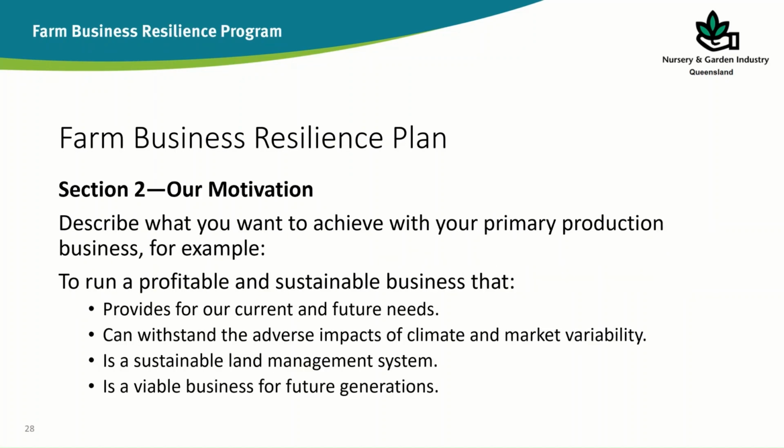In section 2, describe what you want to achieve with your primary production business. The individual dot points below are examples of what people may be motivated to achieve. You may wish to say that you want to run a profitable and sustainable business that provides for your current and future needs, can withstand the adverse impacts of climate and market variability, is a sustainable land management system, and is a viable business for future generations.